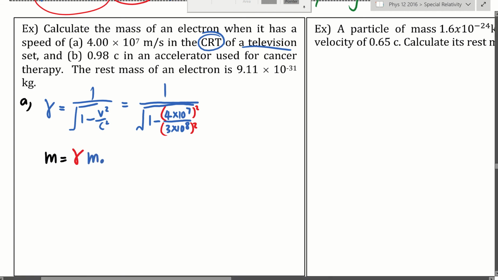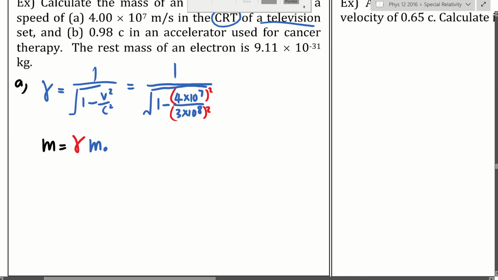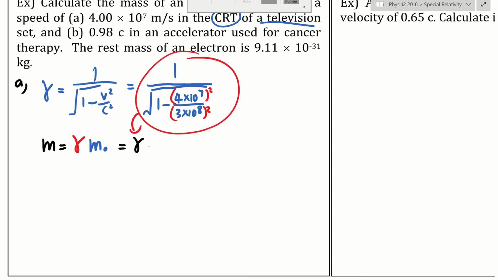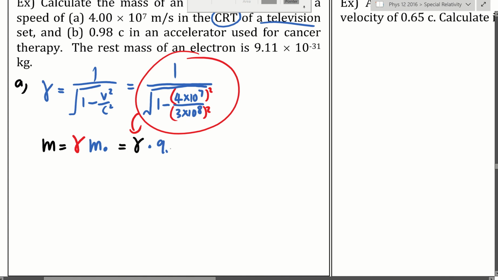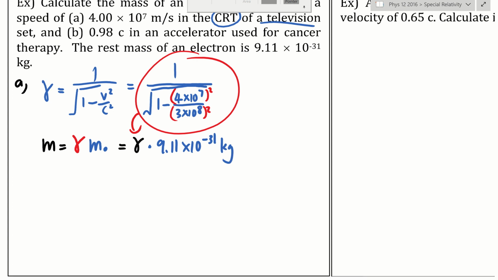So the mass of the electron: you take the gamma factor, whatever this is, put it in here, and then multiply by the mass of the electron, which is 9.11 times 10 to the negative 31 kilogram. Actually, I just recalled that from my memory. Someone double check.